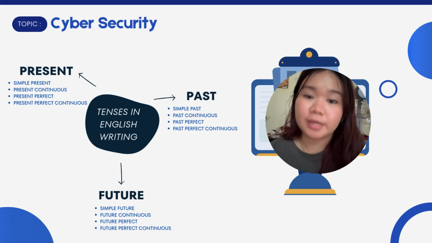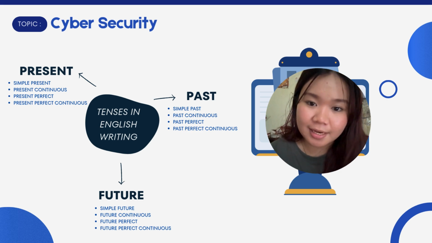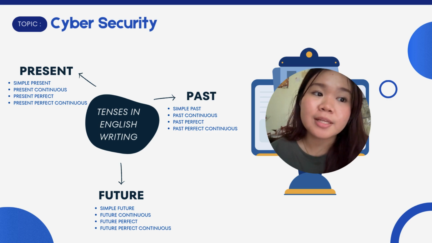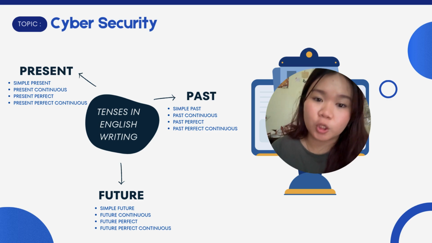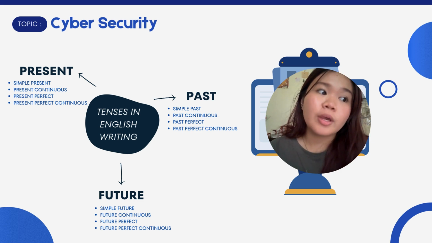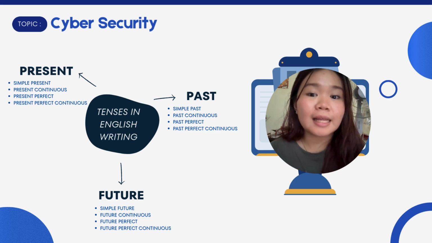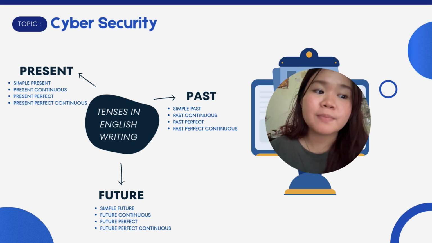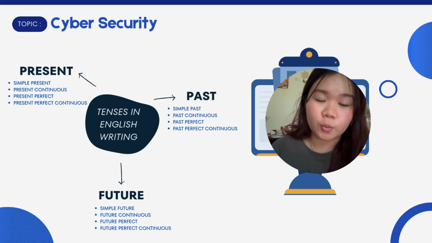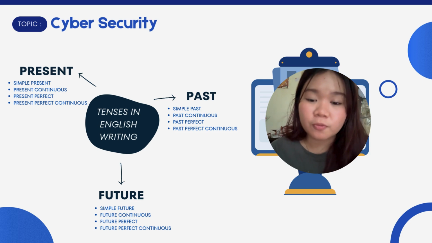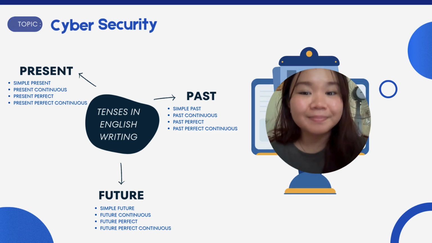As for the present, we have simple present, present continuous, present perfect, and present perfect continuous. As for the past, we have simple past, past continuous, past perfect, and past perfect continuous. Lastly, for the future, we have simple future, future continuous, future perfect, and future perfect continuous.